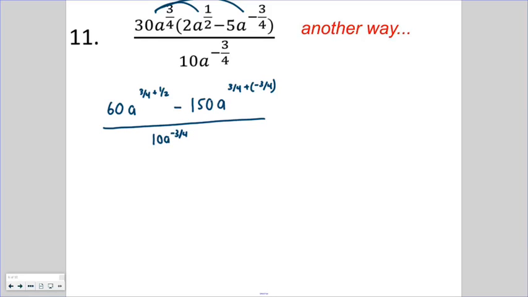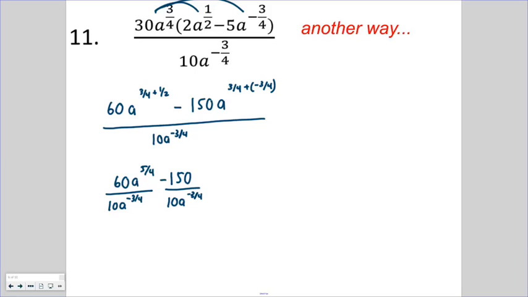All right, now when I simplify, this is 60a to the 5/4 minus 150a to the 0. So that's just going to be 150. And then all still over that denominator, 10a to the negative 3/4. But this is where it's going to look more similar to number 10. I'm going to put each of those terms in the numerator separately over the denominator. And now I'm going to simplify with that division.